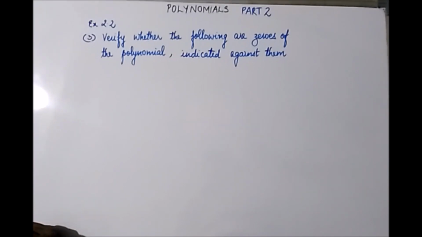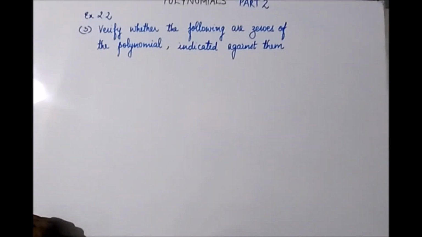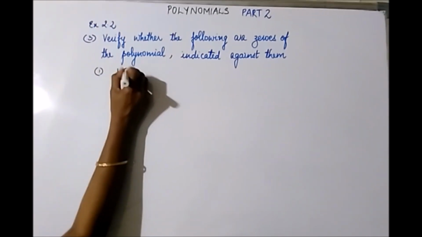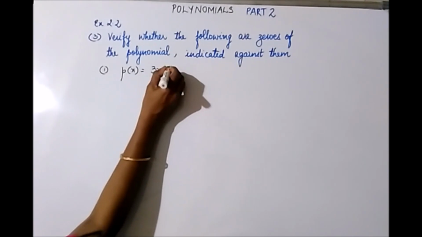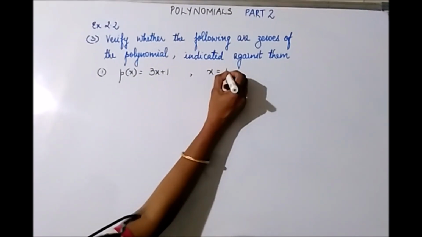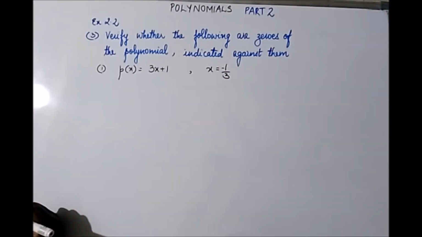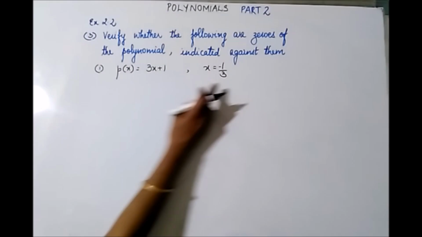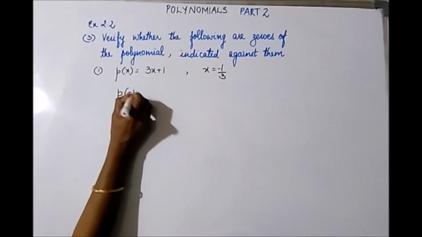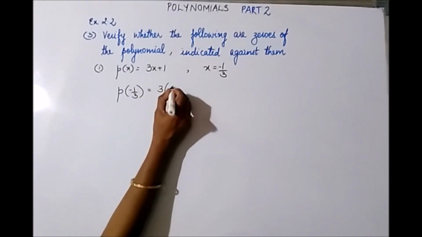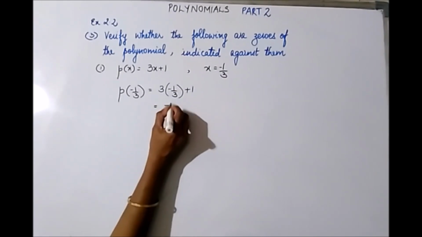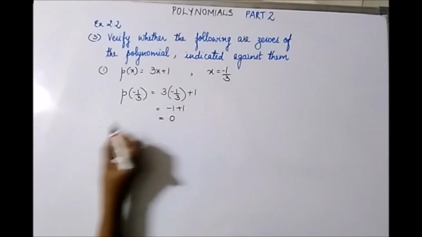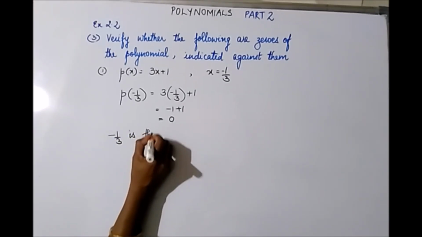Let us do exercise 2.2 question 3. Verify whether the following are the 0 of the polynomial indicated against them. In this, the first question, the polynomial is 3x plus 1 and the value indicated is x equal to minus 1 by 3. Now we have to check whether minus 1 by 3 is the 0 of the given polynomial. For that, what we should do? In place of x, we have to write minus 1 by 3. 3 into minus 1 by 3 plus 1, we will get here minus 1 plus 1, that is equal to 0. The value of the polynomial is 0, hence minus 1 by 3 is the 0 of the given polynomial.